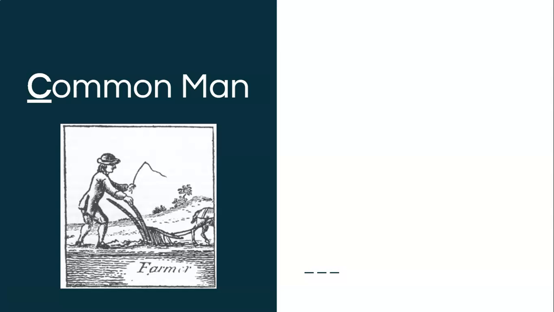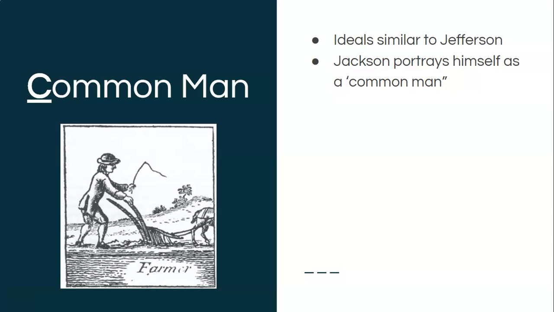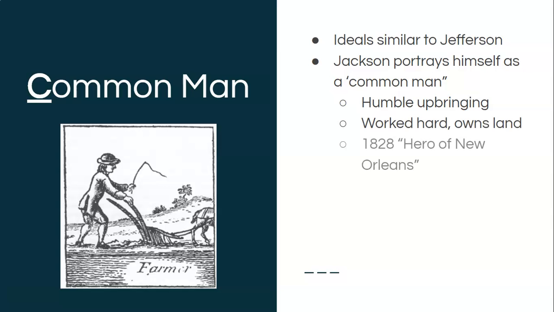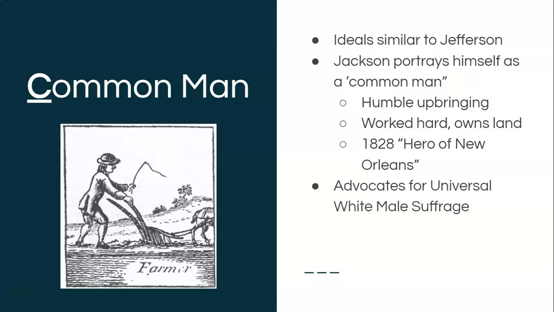C stands for the common man. The common man represents ideals very similar to Jefferson, where Jackson portrays himself as a common man, and most of the people in the United States during this time period are farmers. So Jackson emphasizes his humble upbringing, working hard, and his efforts in the war. He advocates for what we call universal white male suffrage, which is a term you definitely want to have in your notes. Universal white male suffrage is the ability for all white males to vote.